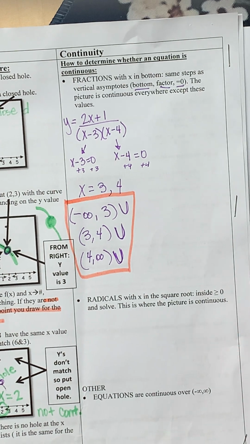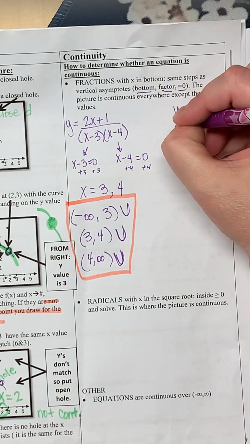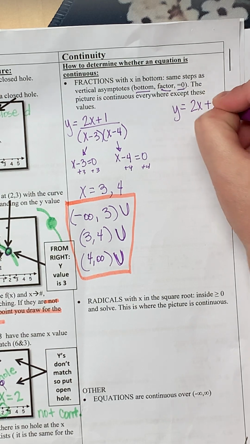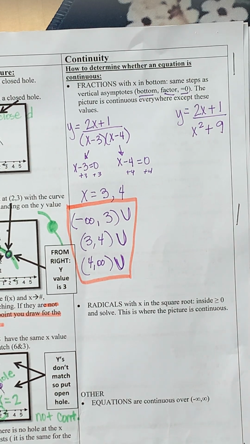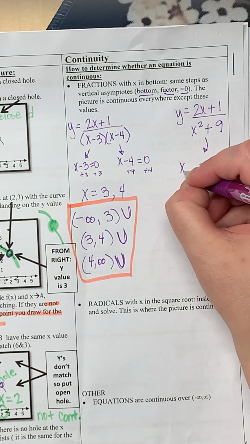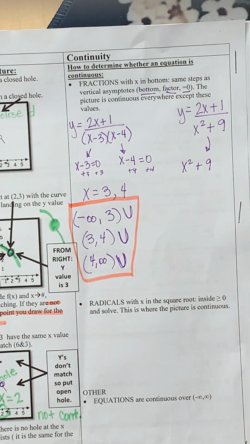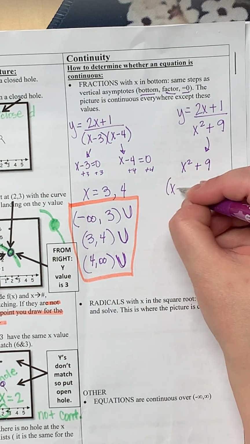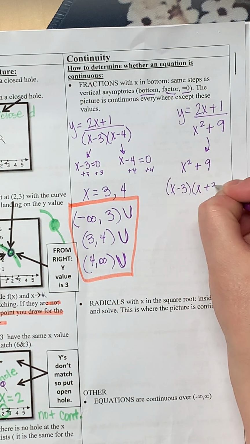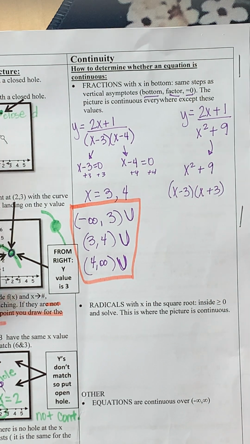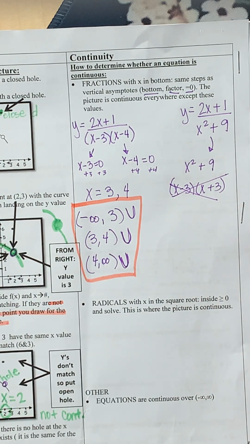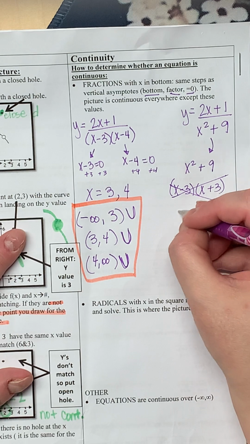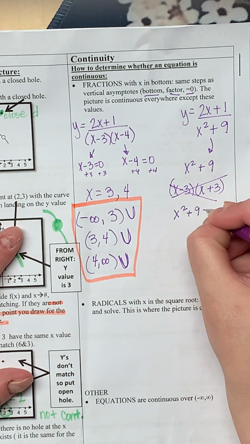Okay, let's try one where we have y equals (2x plus 1) over (x squared plus 9). Okay, so if I try and factor this denominator, I do x squared plus 9. But then some of you are thinking, oh, this is x minus 3, x plus 3 when I factor it. No, it's not, because there's not a minus sign on that 9. Ah, okay. So since I can't factor it, maybe I can solve it. Like put equals 0, so x squared plus 9 equals 0.